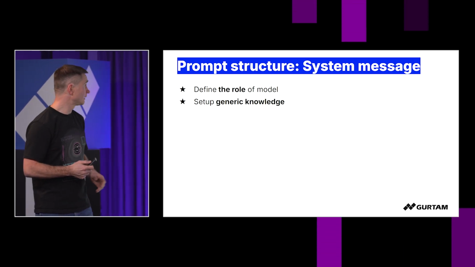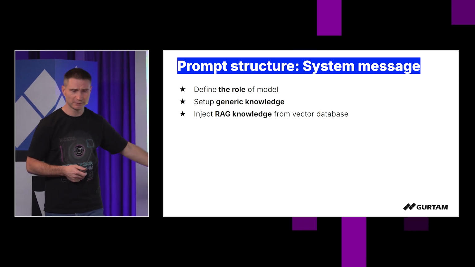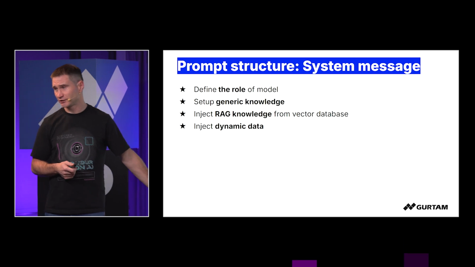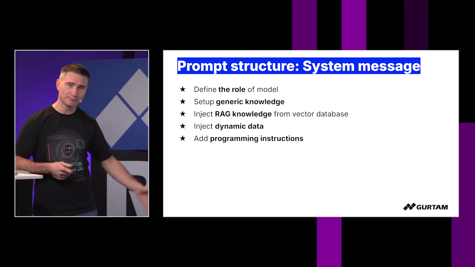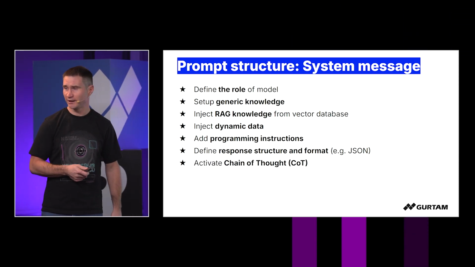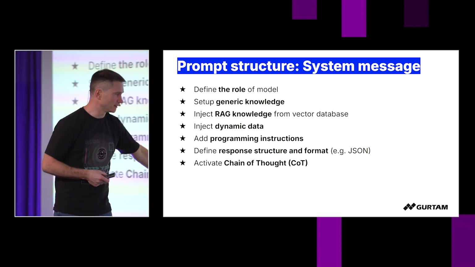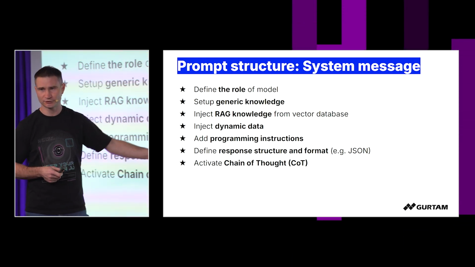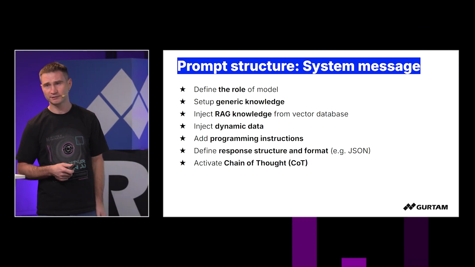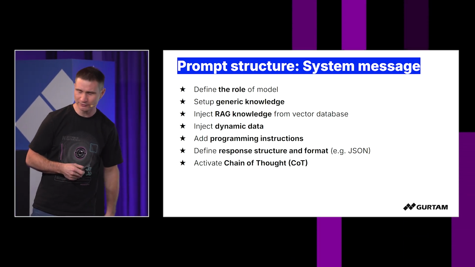And then you also put here dynamic knowledge from the Retrieval-Augmented Generation system, from the vector database. You also inject dynamic data, add programming instructions here in the system message, usually define the response format, and activate chain of thought. This wonderful instruction forces the model to think before it provides a response. It's called chain of thought. You can Google it. A lot of samples are available on the internet.